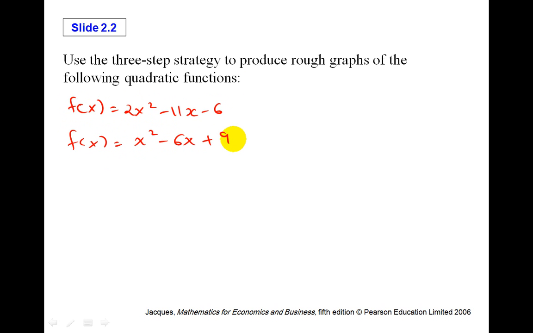Use the three-step strategy to produce rough graphs of the following quadratic functions. The first one is f of x equals 2x squared minus 11x minus 6, and the second one is f of x equals x squared minus 6x plus 9.